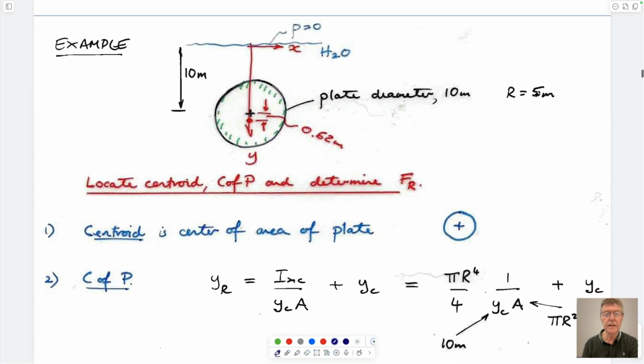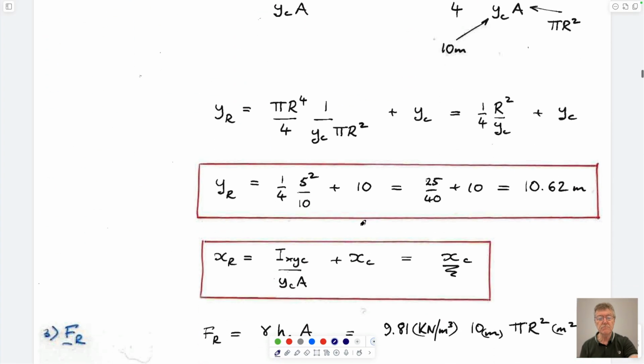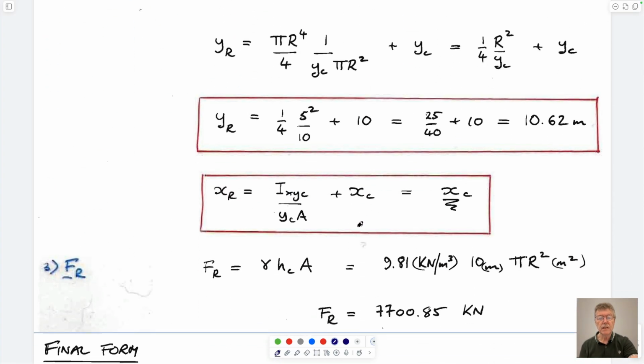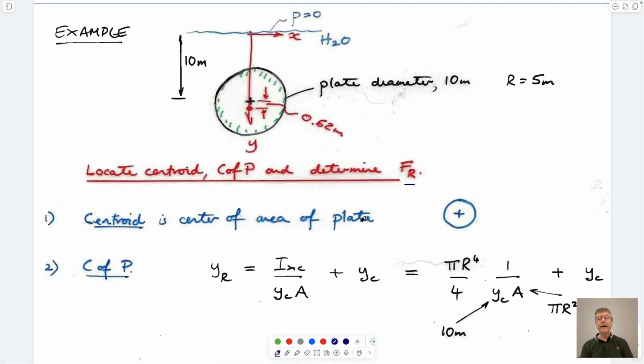We want to calculate the forces that are acting on a poker chip, which is 10 meters in diameter. So it's not a poker chip. It's sitting vertically below water. We want to calculate what the force F_R is that's acting, and we want to calculate what the magnitude of that force is. Done backwards, I don't know why. What's the point of action?